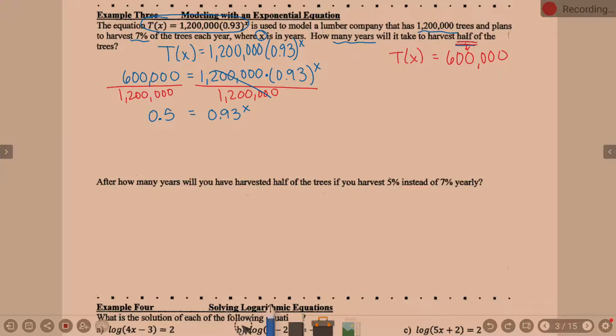Officially, yesterday I taught you check the gold paper first. Can you get those bases the same using the gold paper? No. And the answer is no. So plan B is we take the log of both sides. So when we take the log of both sides, remember that's just writing the word log in front. So the log of 0.5 equals the log of 0.93 to the X.